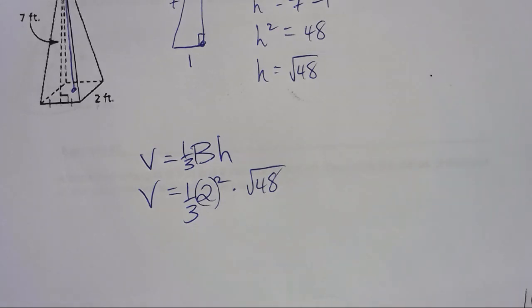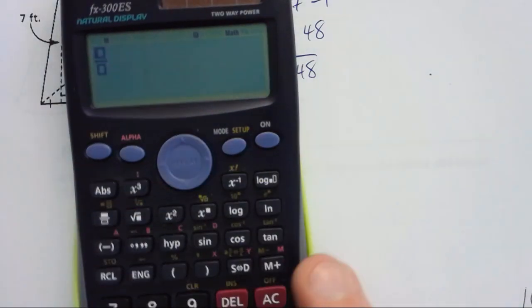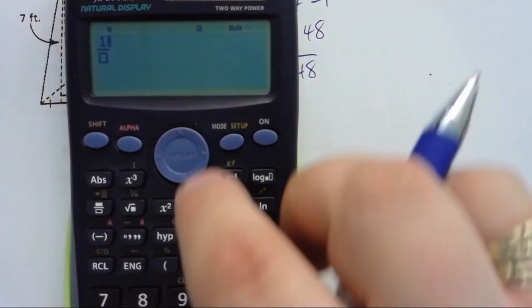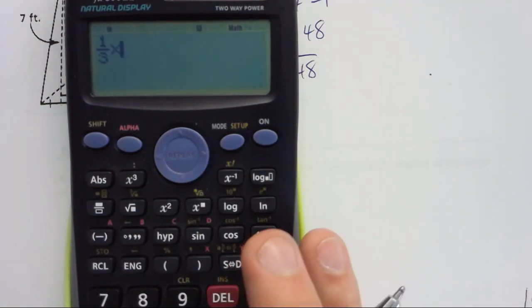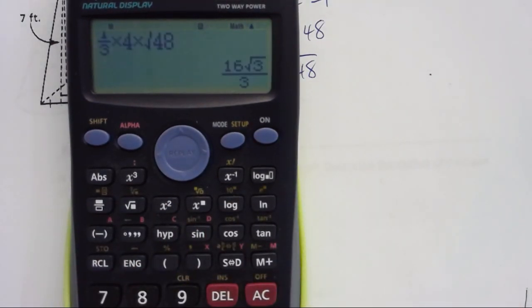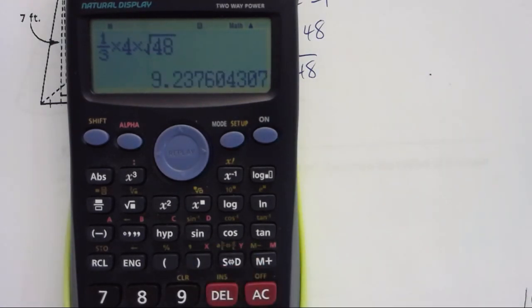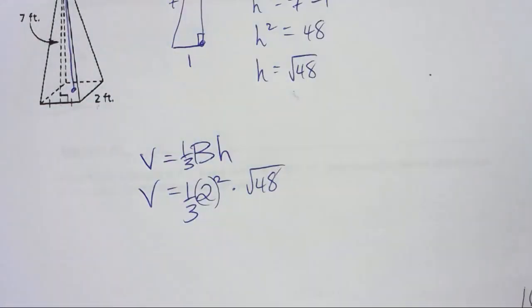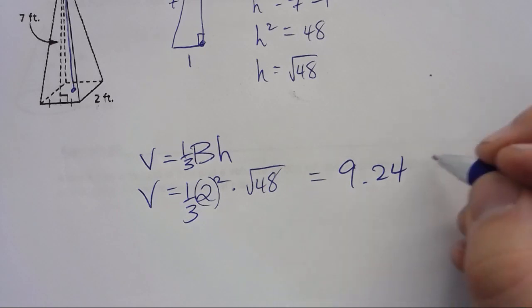And again, fancy calculator would do it like this. Open a fraction. 1 over 3. Move the cursor over times. And then what did I have? 4 times root 48. Boom. Oh, and it keeps wanting to give me a simplified radical. I don't want that. I want a decimal. There we go. 9.2, I got to round it to 4. And what are we in? Cubic feet.